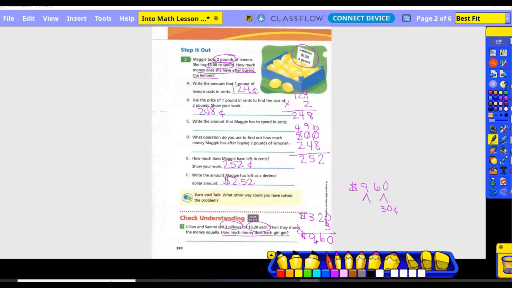Now this, what would you have to do? Because 9 is not an even number, right? So you would have to do 4.5, right? So what would 4.5 be? $4.50. Then you have to add these two together, and what do you get? What's $4.50 plus 30 cents? $4.80. So that's how much each girl would get after splitting it in half.